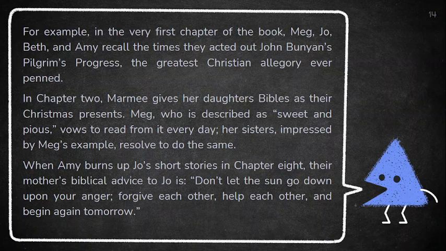So her sisters, impressed by Meg's example, resolved to do the same. So Meg became a role model to her sisters. Another is when Amy brings up Jo's short stories in chapter 8. Their mother's biblical advice to Jo is, don't let the sun go down upon your anger. Forgive each other, help each other, and begin again tomorrow.